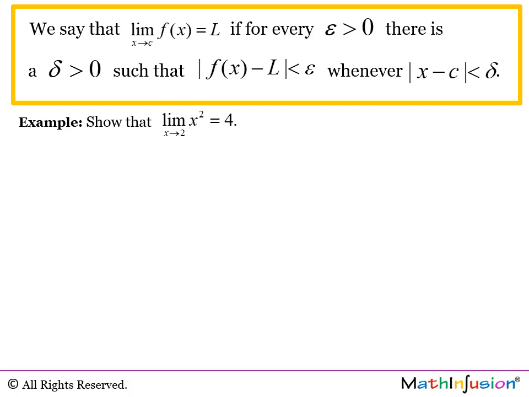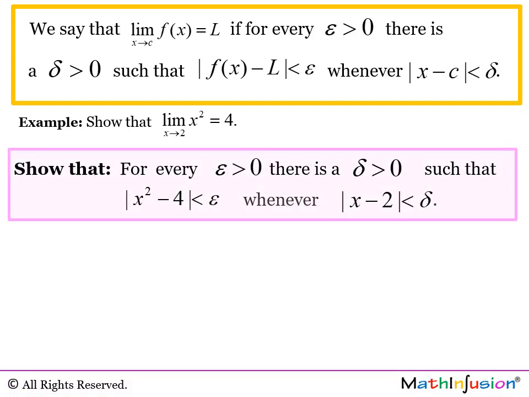Example. Show that the limit of x to the power of 2 when x approaches 2 equals 4. First of all, you want to see what you really have to show, so you replace the function f(x) by x to the power of 2, L by 4, and c by 2. So we have to show that for every positive epsilon, there is a positive delta such that the absolute value of x to the power of 2 minus 4 is less than epsilon whenever the absolute value of x minus 2 is less than delta.